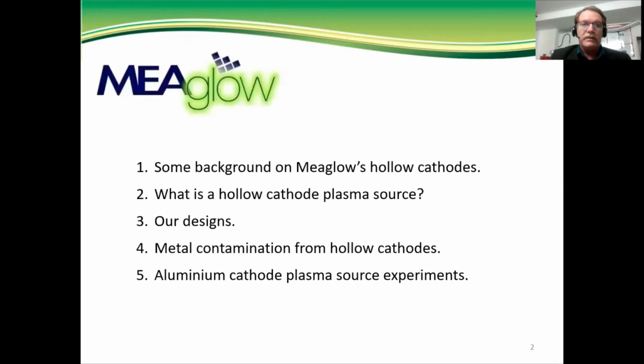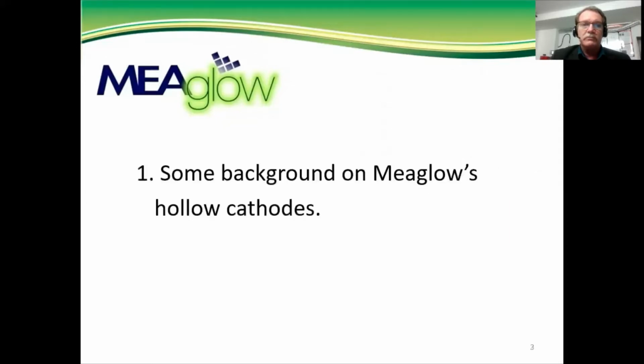This is the outline of the talk. I'll give you a little bit of background as to how we started developing these hollow cathode plasma sources. I'll describe what a hollow cathode plasma source is, show you some of our designs, and then because people are most familiar with hollow cathodes when they are used as sputtering sources, I'll talk about metal contamination from these sources. And then finally, I'll end by looking at some of our newest hollow cathodes, which are made out of aluminum, and some of the results we've been getting with those.